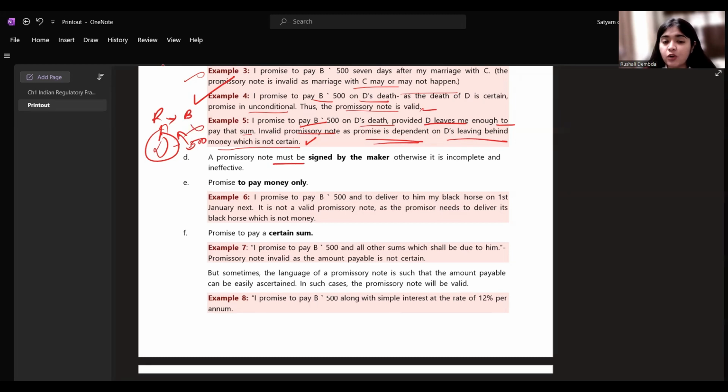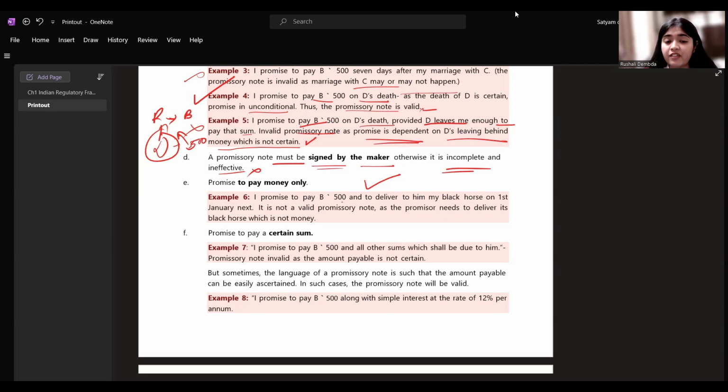A promissory note must be signed by the maker. It must be signed by the maker. Otherwise, it is incomplete and ineffective. Otherwise, what it becomes? Incomplete and ineffective. Okay. Promise to pay money only. You cannot pay in any other terms. No jewelry, nothing. Only money.